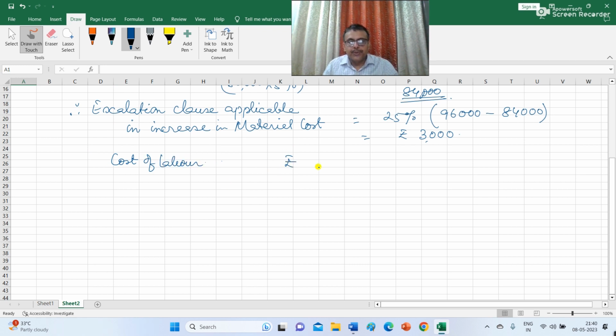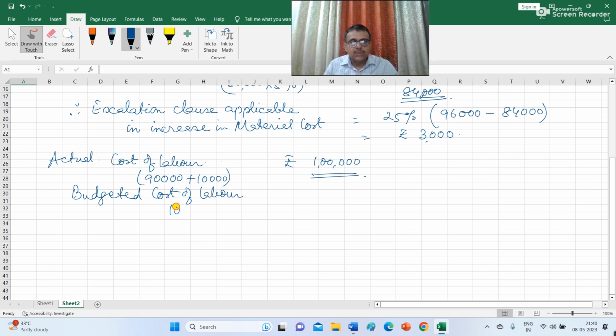is for rupees 1 lakh. 90,000 is the amount that has been paid and 10,000 is the amount outstanding. So this is the actual cost of labor. I am writing here as actual cost of labor. And what was the budgeted cost of labor? So budgeted cost of labor was 1 lakh. Multiply this with 100 divided by 125 because it is given that there was an increase in the labor cost by 25%. So your budgeted cost of labor is rupees 80,000.